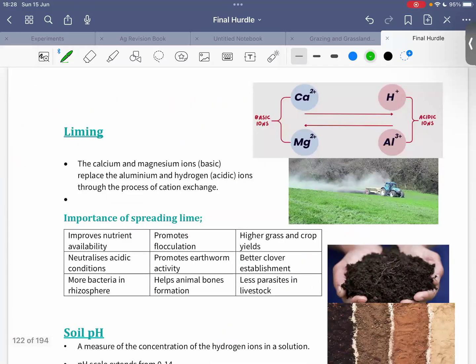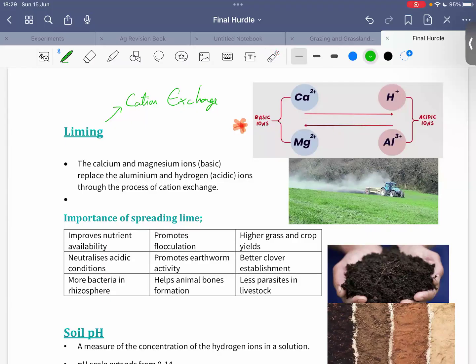Right, on to our liming. Okay, so hopefully liming is going to be an example of cation exchange that you can give in the exam. So if you're asked for the definition of cation exchange, the ability of a soil to attract, retain, and release cations, you can say, e.g., liming, okay? And then if you really want, and if you have extra time, you can give this bit of a diagram as well. So what is happening with liming? Our basic ions are going into our soil, and our acidic ions, our hydrogen and our aluminium, are coming out of our soil.